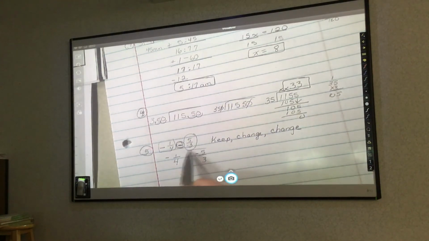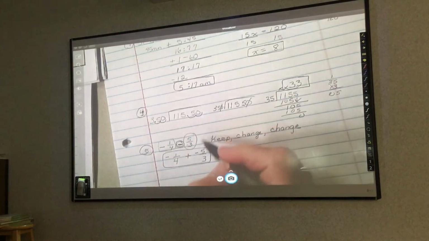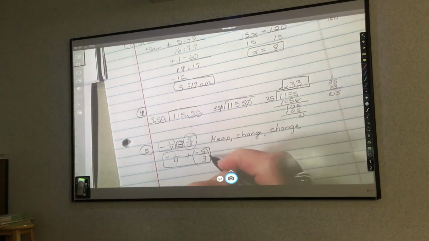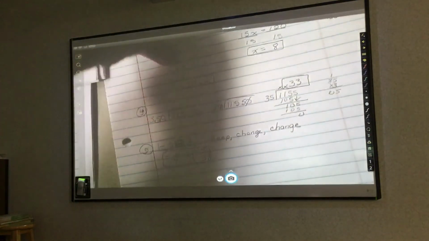So the first problem is equivalent. So this is equivalent to this. And then they have your parentheses. But you need to make sure you're writing down the keep, change.